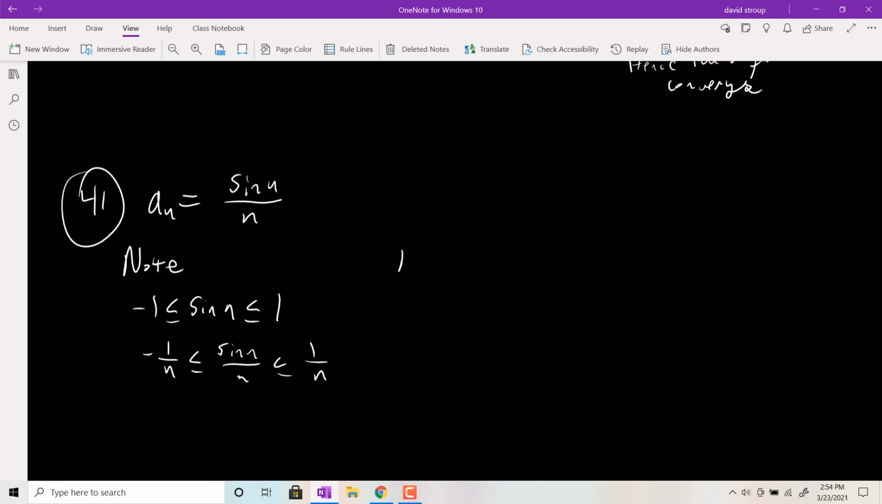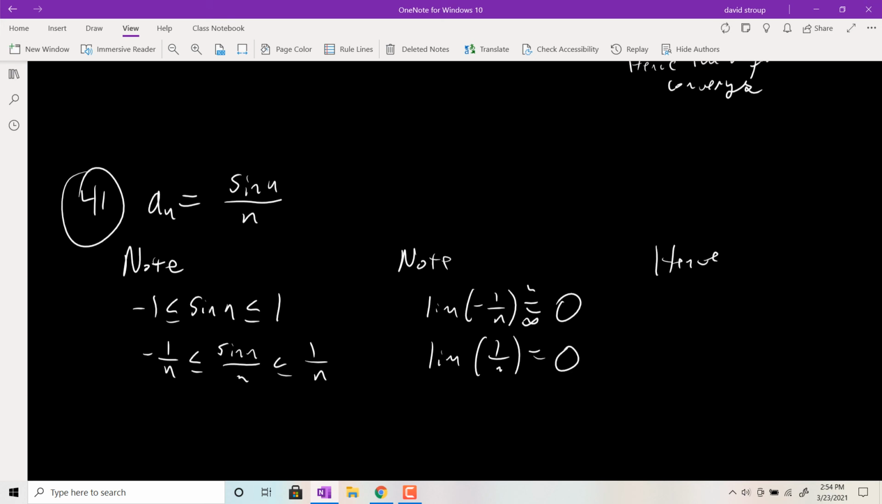So note, number 2, the limit of negative 1 over n, of course, is L over infinity. That's 0. Also, then the limit of 1 over n is 0. Hence, by the squeeze theorem, the limit of sine of n over n is also going to be 0, and hence the sequence is convergent.